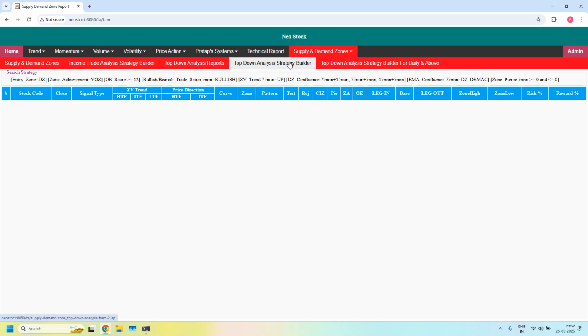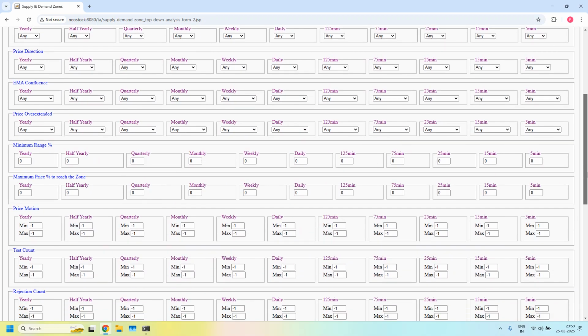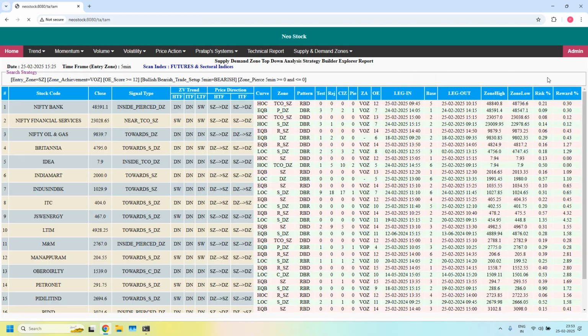Next, bearish trade setup for hourly income trade. Entry time frame 5 minutes, entry zone, supply zone. In bullish or bearish trade setup at 5 minutes, I am selecting bearish. Zone achievement violated opposing zone, minimum odd enhances score 12. And in the pierced count at 5 minutes time frame, minimum value 0, maximum value 0. That means 5 minutes supply zone should not be pierced.